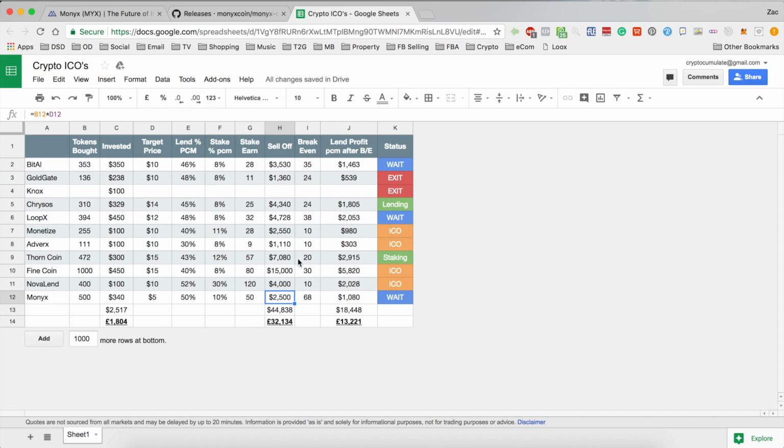But then essentially what I'll do is, once the exchange goes live, I will sell off 20 tokens to break even, and then everything left I will put into lending. And that is what this final column here is telling me. That is basically the amount per month I can earn if I put everything that's left after selling enough tokens to break even into a loan.